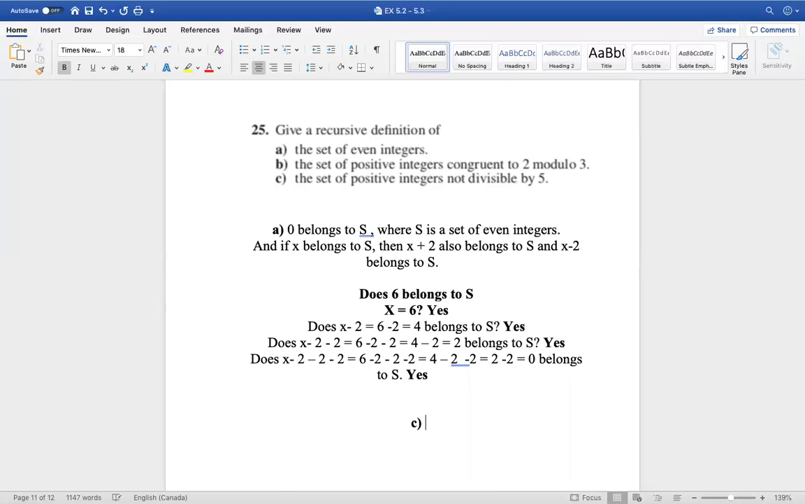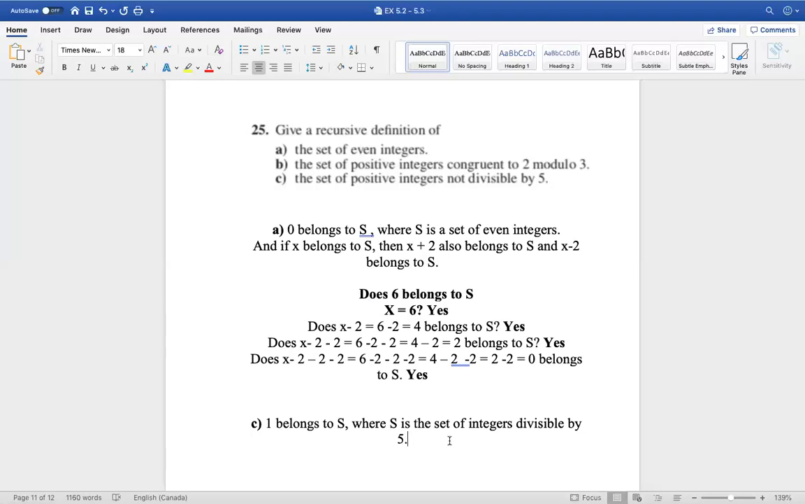So 1 belongs to S, where S is the set of integers not divisible by 5. Because 1 is not divisible by 5, it has to be in this set, and it's positive as well. So here we know that 1 belongs to S.